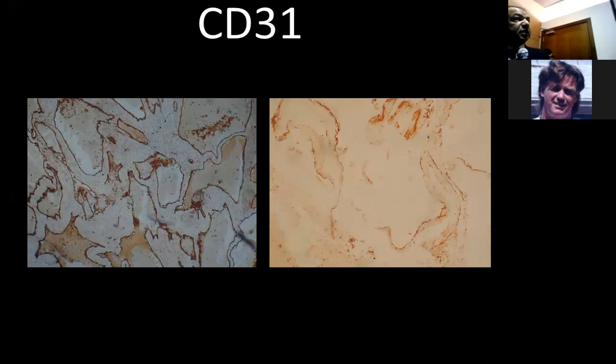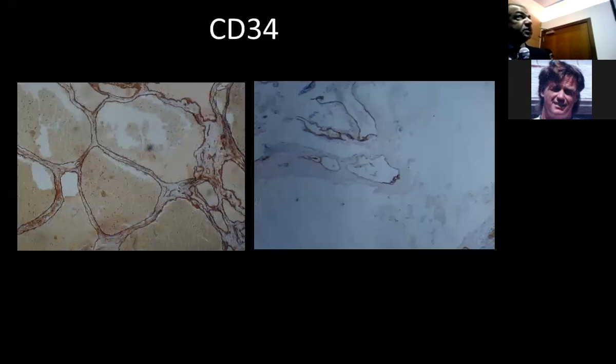It stains the endothelial cells. This is CD34, another stain for endothelial cells, and it stains other things.